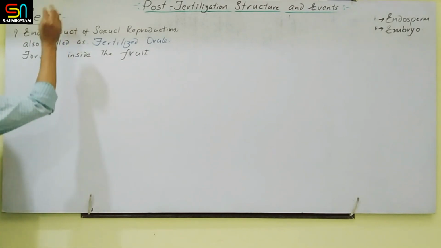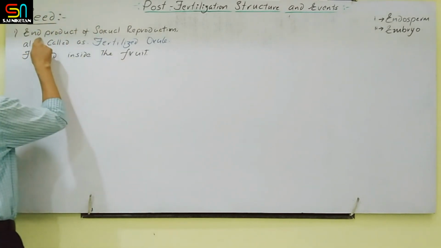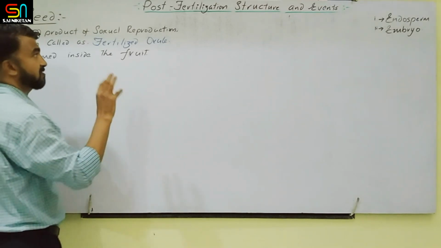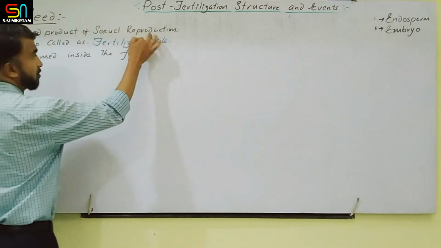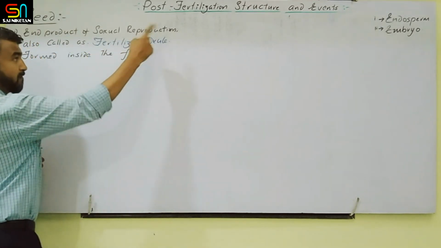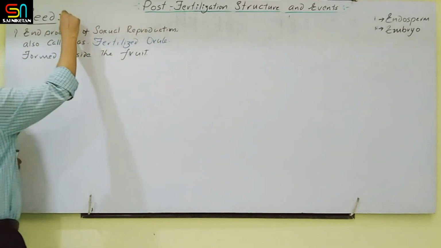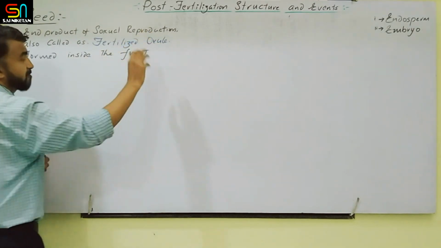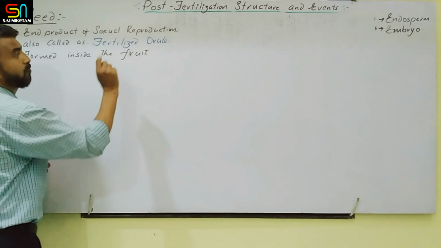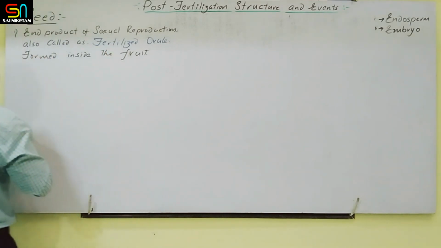So a seed is an end product. After sexual reproduction, fruit forms, and inside that fruit the seed is there. That's why it is called the fertilized ovule. After fertilization, this ovule develops into seed, and this ovule is present inside the ovary. That ovary develops into fruit. So this is the first fact.